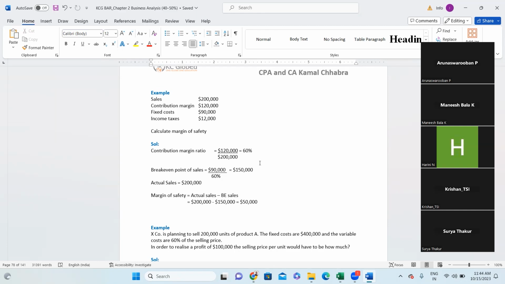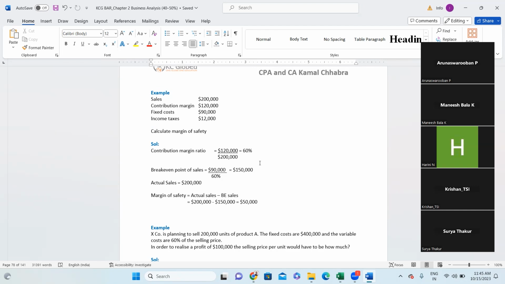So they are saying 60% is the contribution margin, right? And the fixed cost is how much? $400,000, right? And what is the desired profit? $100,000, right? Fixed cost plus desired profit, that is $500,000 divided by contribution margin ratio. That is 40%. 60% another contribution margin issue.